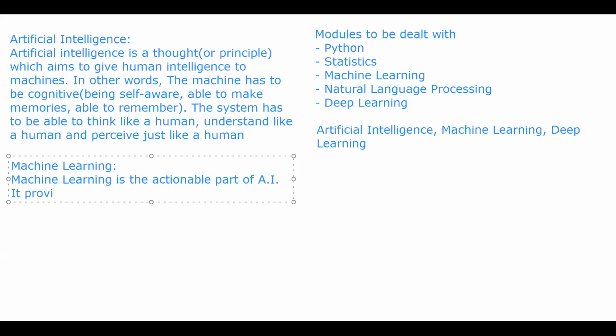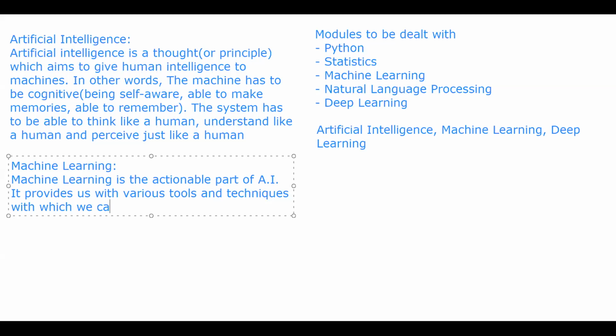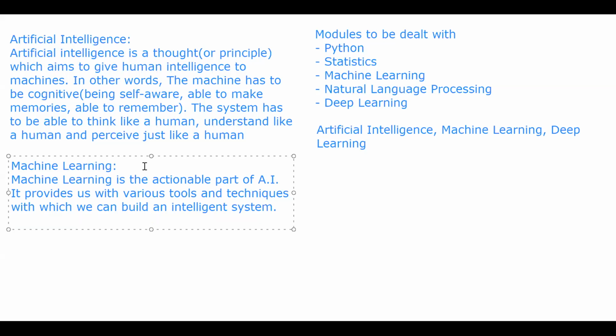It provides us with various tools and techniques with which we can build intelligent systems. And what are the tools and techniques? Just as we looked at computer algorithms and knowledge about mathematics, those are the tools and techniques which machine learning provides us with. Machine learning makes use of mathematics in the form of statistics, calculus, linear algebra, and also computer algorithms. It puts the mathematical principles in the form of a computer algorithm and gives it to us so that we can build an intelligent system.